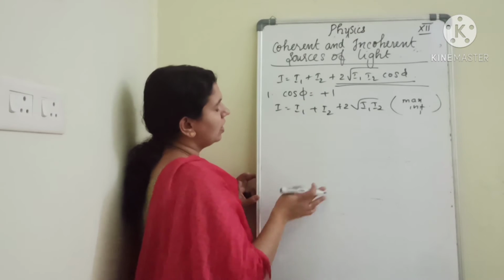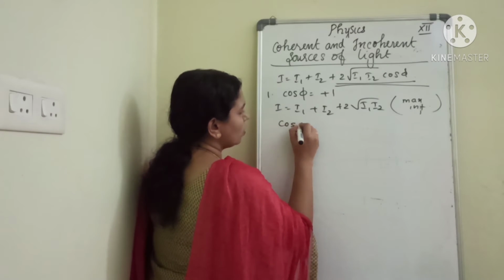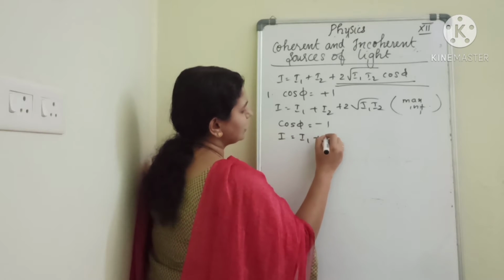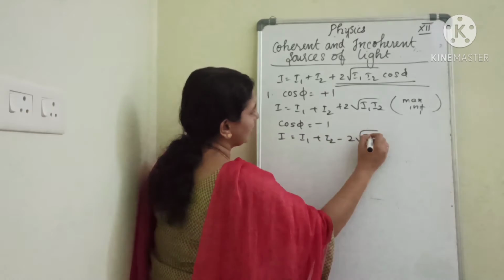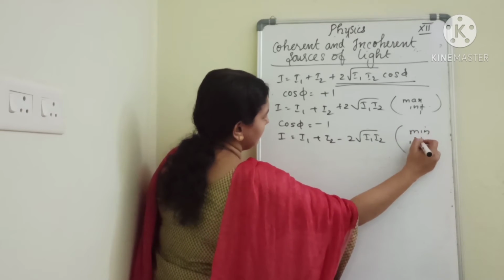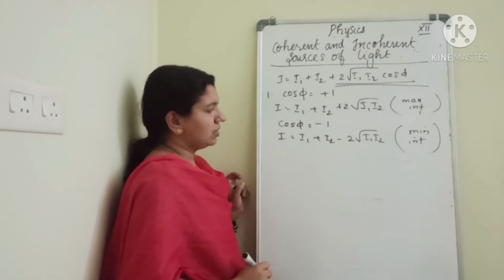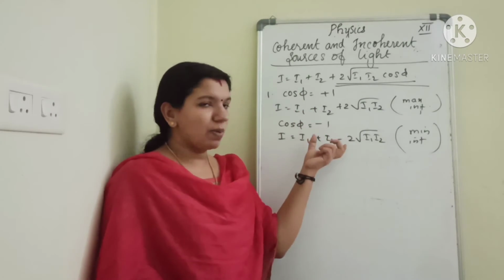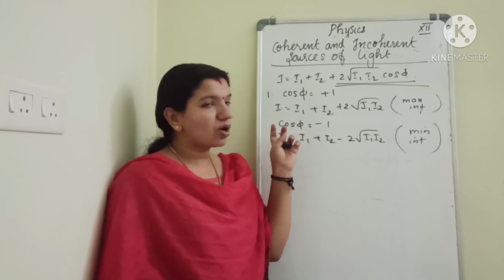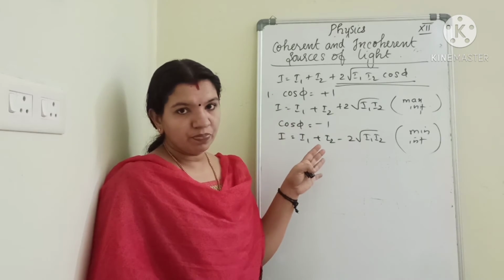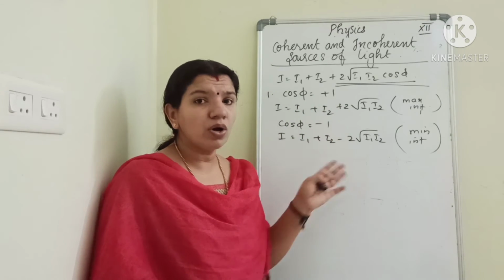Maximum intensity. Now again, the second case is cos phi equal to minus 1, I equal to I1 plus I2 minus 2 root I1 I2, which we call the minimum intensity, isn't it? Minimum intensity. So in both cases, that is when cos phi is plus 1 or cos phi is minus 1, you can see there is a constant value for intensity. It can be either maximum or minimum.